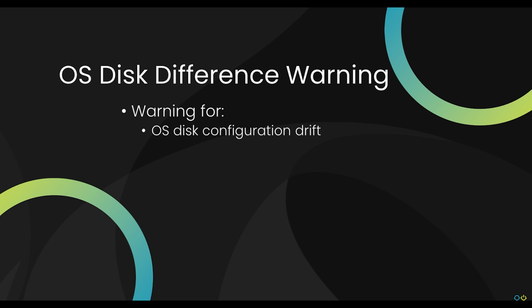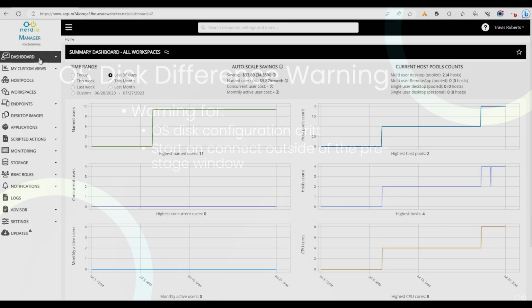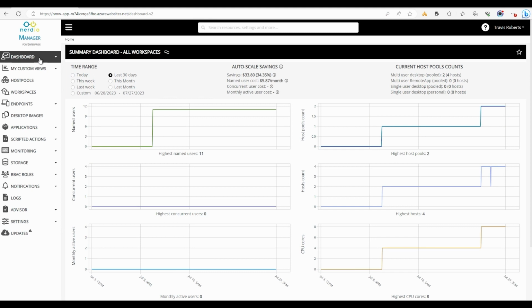This can be valuable in situations where a host disk configuration has been edited or where Nerdio Manager has not been able to pre-stage the OS disk due to a Start on Connect event outside the configured disk pre-stage window. Let's see how this works by going into the autoscale policy on a host pool.